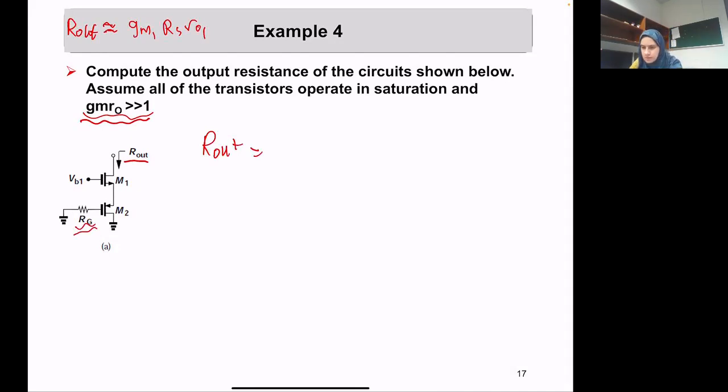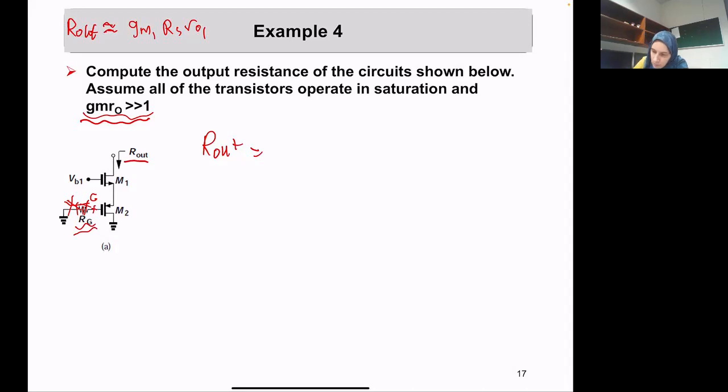Do I have any effect of this RG? No. Why? Because RG is on the gate and there is no current here. So no current, no voltage drop, no change.